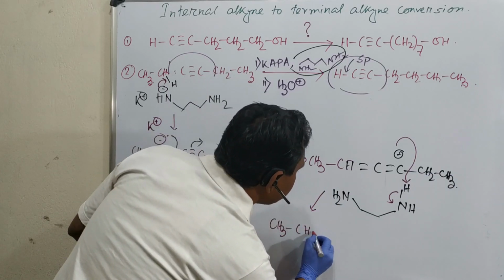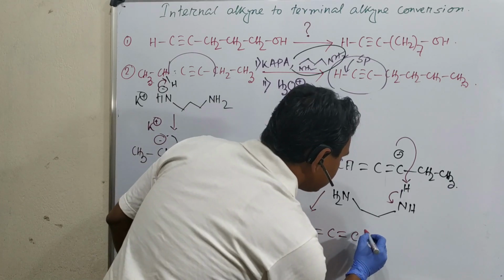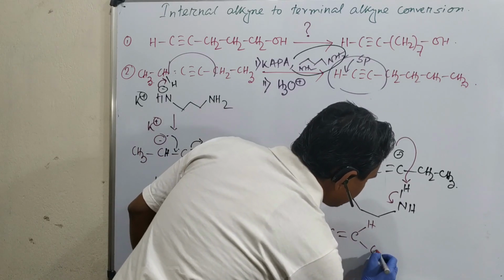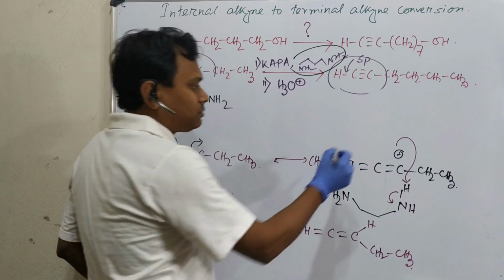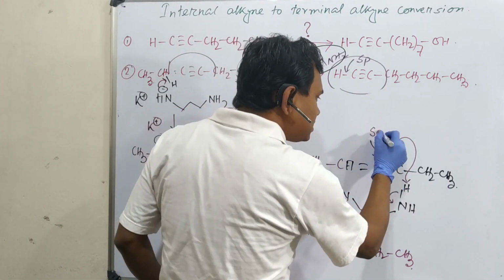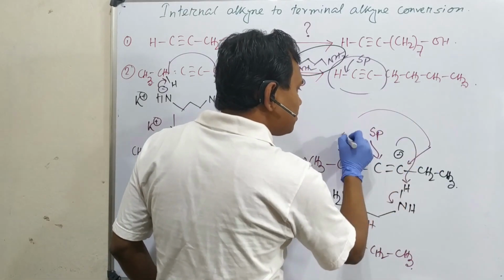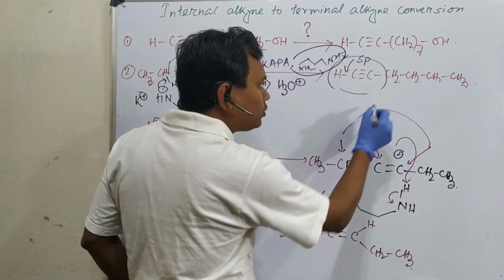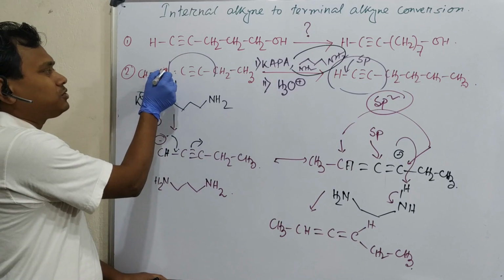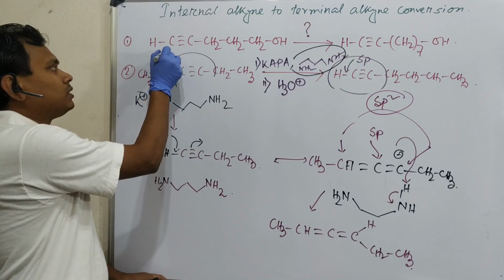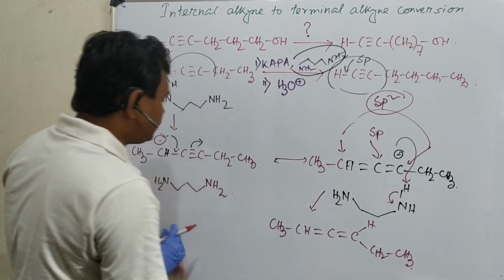CH3, CH, double bond C, double bond CH, CH2, CH3. In this case, please keep it in mind, right now this central carbon is sp hybridized. Both this and this, ultimately, are sp2 hybridized. Previously it was sp3 hybridized when it was CH2, but right now after this, sp2. Fine. So this is the allene derivative form.